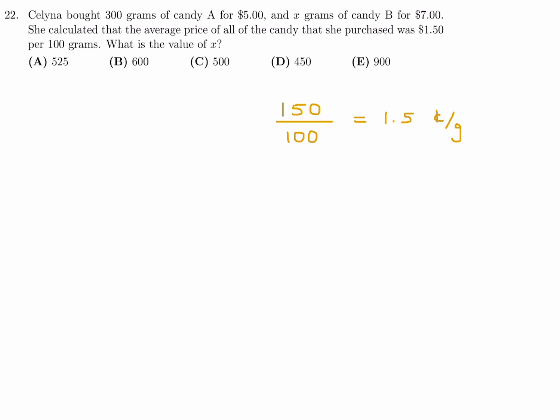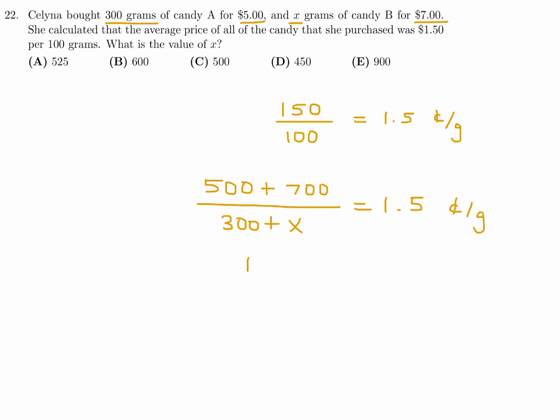So now we have to take all of the candy and talk about it. So we have now, we're doing the dollar amount on top, right? So 500 cents for this, and then 700 cents for that, candy B. And then we have to divide by the total number of grams. So candy A was 300, and candy B was X. And this has to equal 1.5 cents per gram.